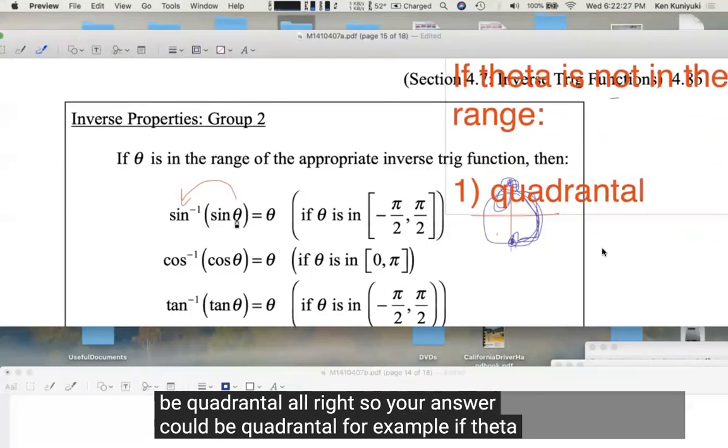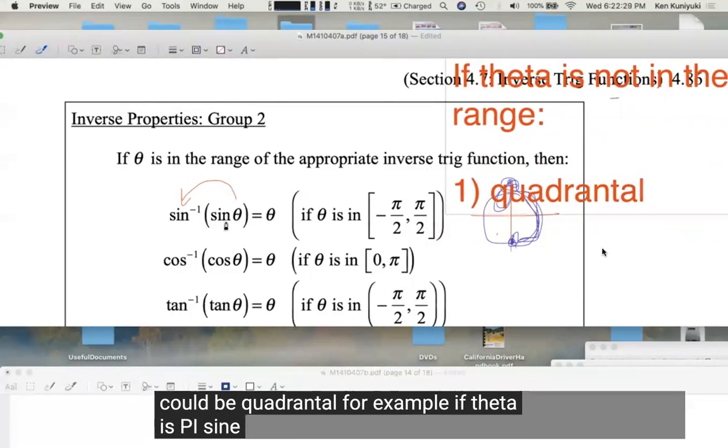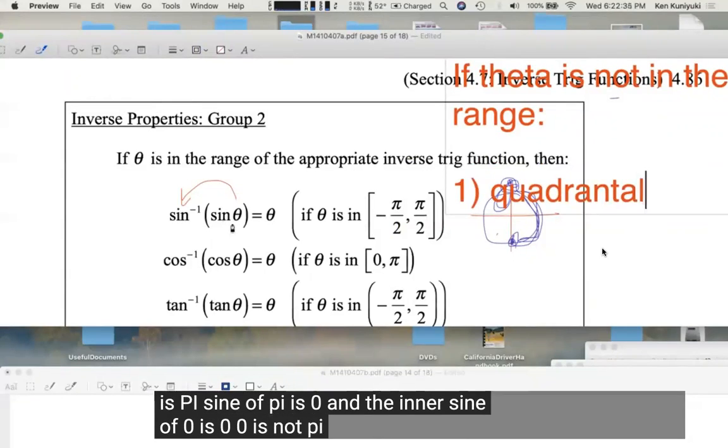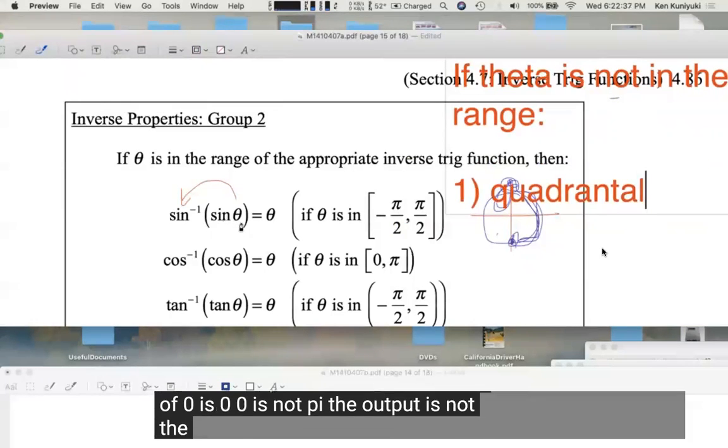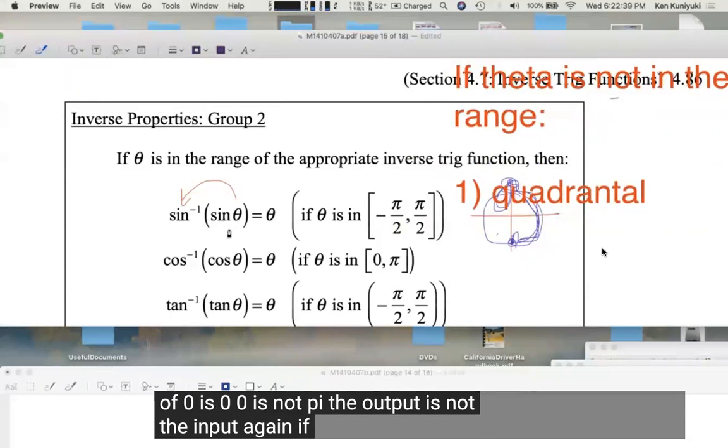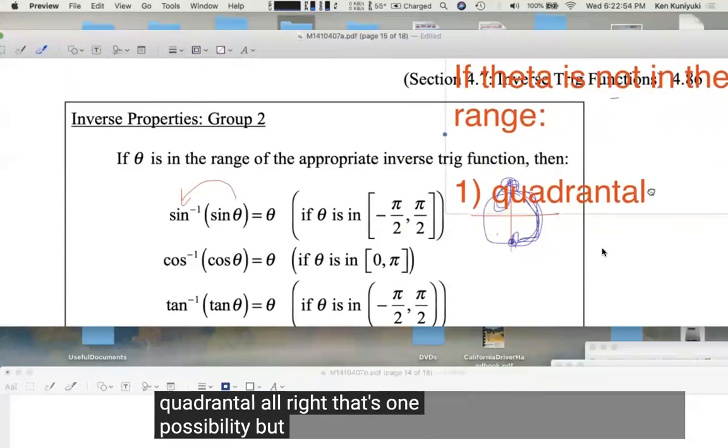For example, if theta is pi, sine of pi is 0, and the inverse sine of 0 is 0. 0 is not pi. The output is not the input. Again, if you put a pi in here, then the answer ends up being 0, and these are not equal. The answer is not theta, your input, but the answer is quadrantal. All right, that's one possibility.